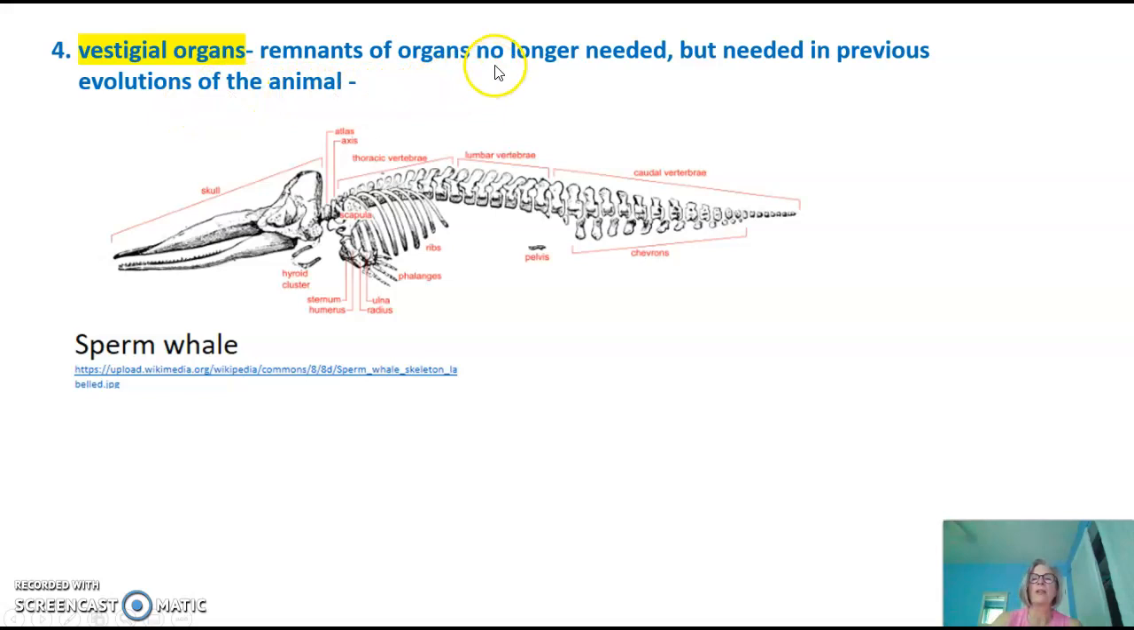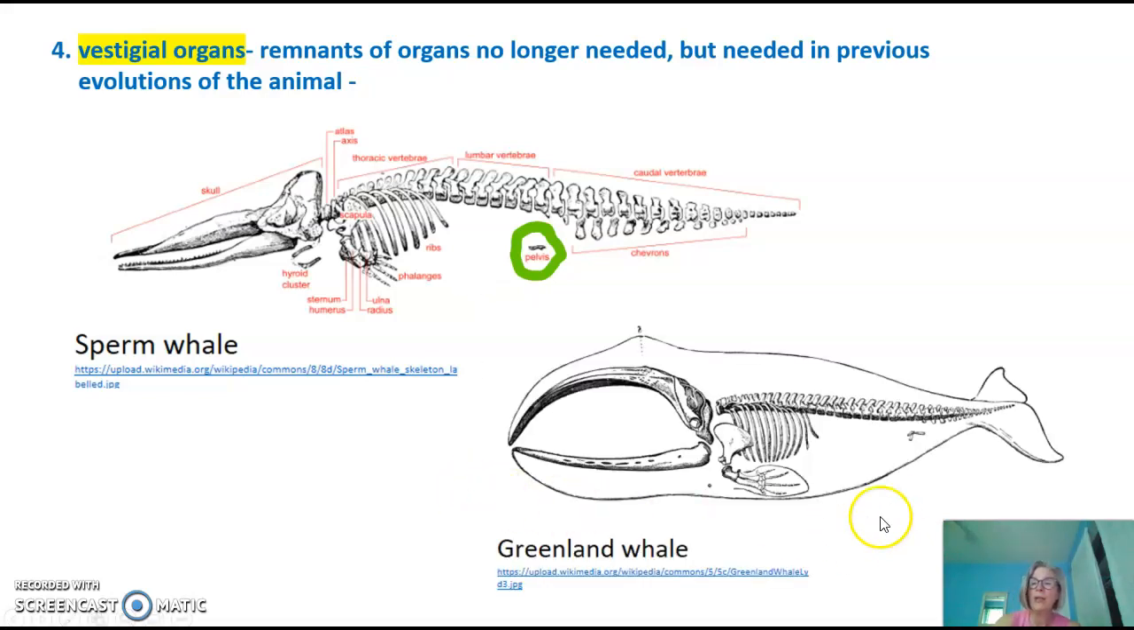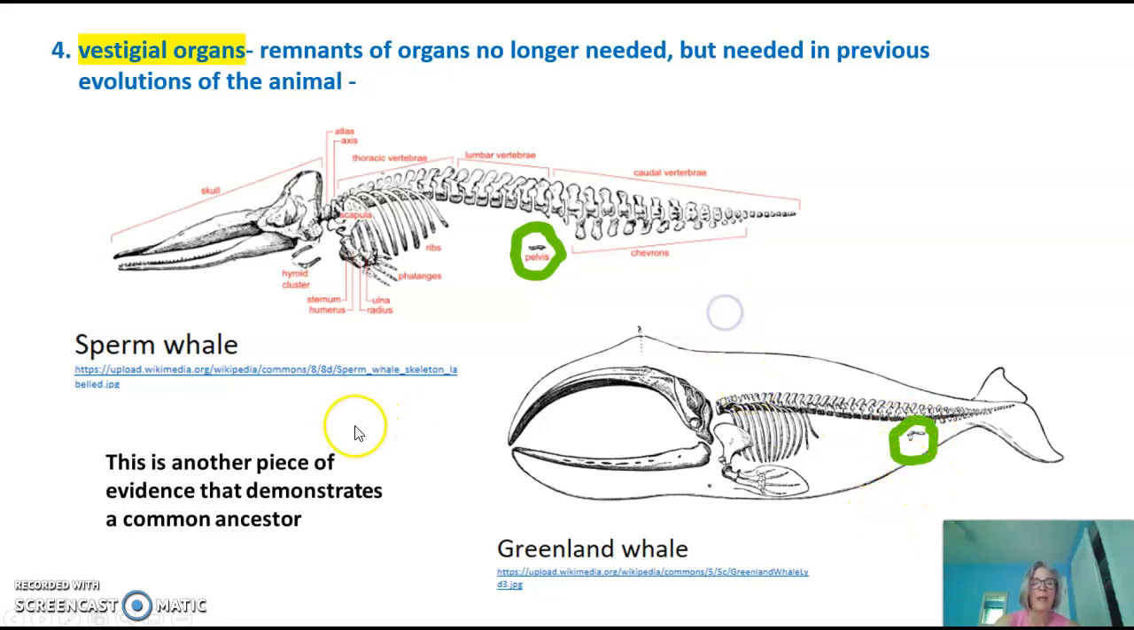The remnants of organs that are no longer needed, but that were needed in previous evolutions of an animal, can still be found in their skeleton. And if we look at a sperm whale, we can see here the remnants of a pelvic bone. Whales used to be able to walk on land. You can look at a Greenland whale and see the same thing, the remnants of a pelvic bone. So this is another piece of evidence that demonstrates a common ancestor. Mammals all evolved on land, so they all had the ability to walk.